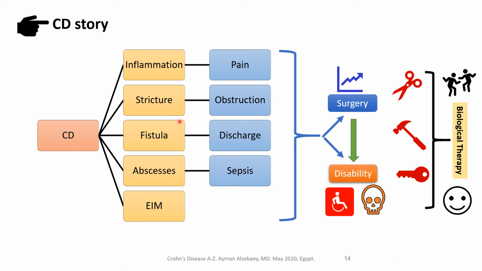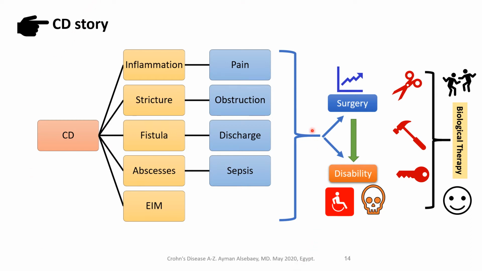Sometimes the inflammation extends to the surrounding organ and false tracts are formed, which are called fistulae. These fistulae will cause discharge. If they open to a cavity, abscesses will form. It will cause sepsis. And it is also associated with extra-intestinal manifestations. I will have inflammation, stricture, fistula, abscesses, EIM. Clinically, we will have pain and diarrhea, obstruction, discharge perianal or from any fistula, and sepsis.